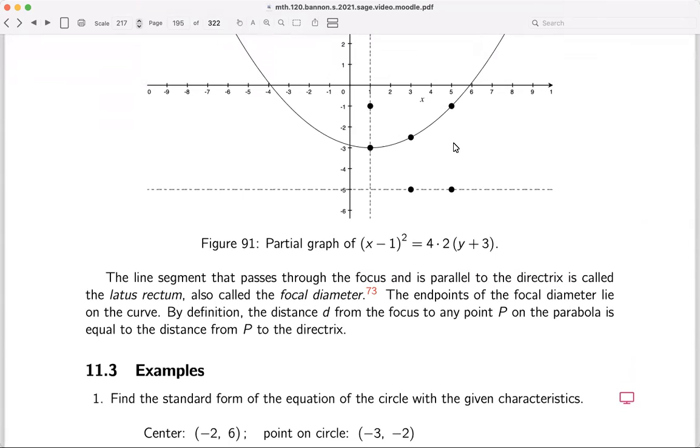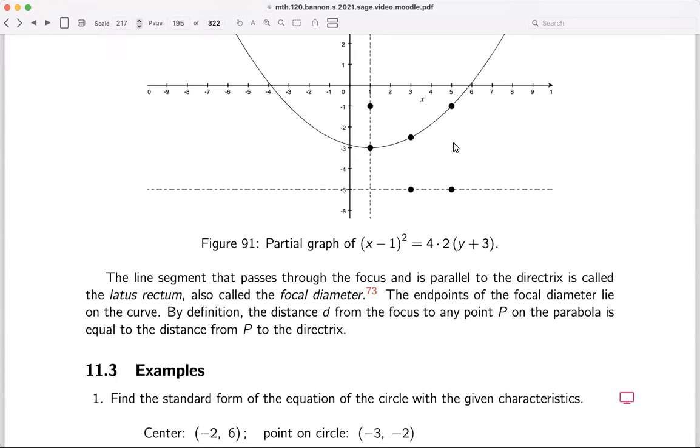All right. So it says the line segment, and I'll go to the whiteboard later to show you what this is visually. The line segment that passes through the focus and is parallel to the directrix is called the latus rectum, also called the focal diameter. In WebAssign, they say focal diameter. The endpoints of the focal diameter lie on the curve. By definition, the distance d from the focus to any point P on the parabola is equal to the distance from P to the directrix.